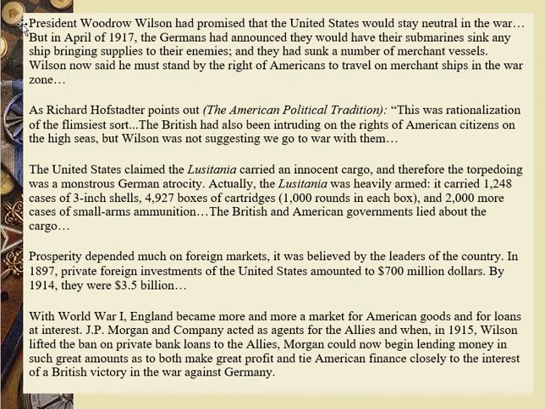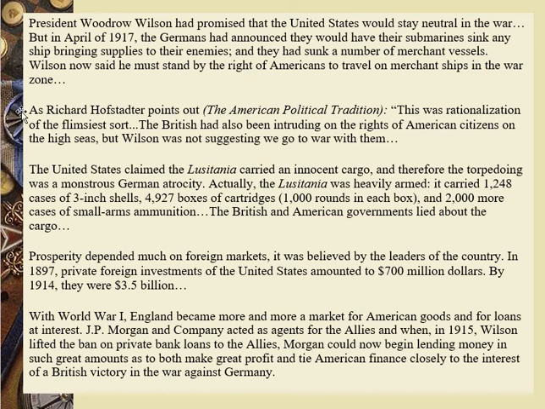So we got President Wilson had promised that the United States would stay neutral in the war. But in April of 1917, the Germans had announced they would have their submarines sink any ships bringing supplies to their enemies, and they had sunk a number of merchant vessels. Wilson now said he must stand by the right of Americans to travel on merchant ships in the war zone. So we saw again those images of the maps of all the places that we had boats that were sunk.